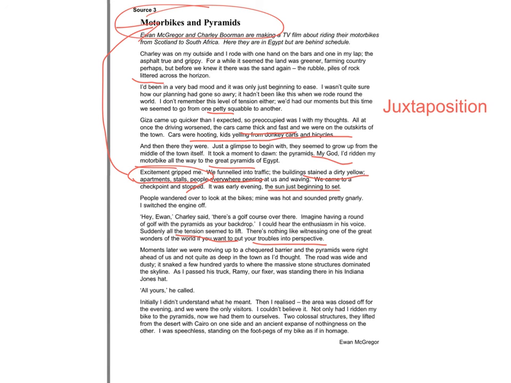There are a couple of things here that you could comment on. You could comment on "it snaked a few hundred yards." I feel like that's a deliberate reference to a snake, which you would find in a desert, and that's exactly where Ewan is. And then he's also describing the pyramids as dominating the skyline, and that emphasises just how important they were and how they stood out to him.